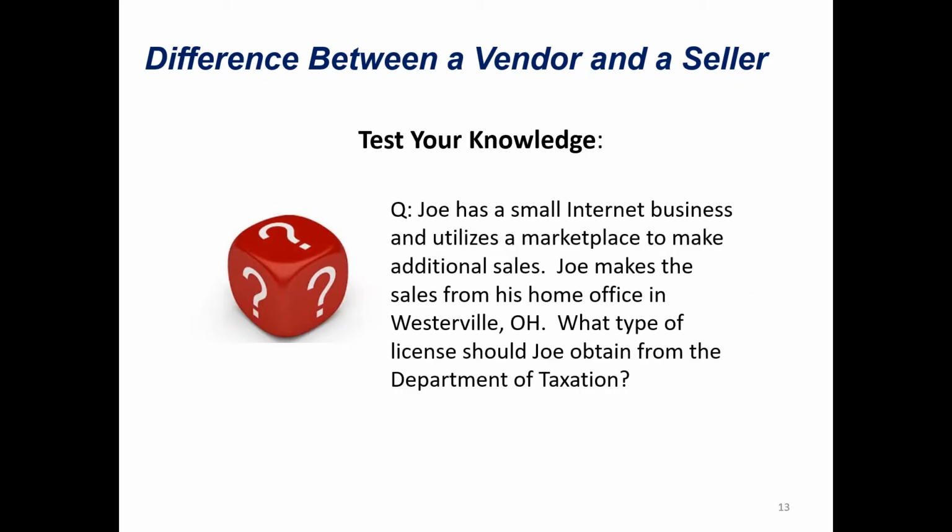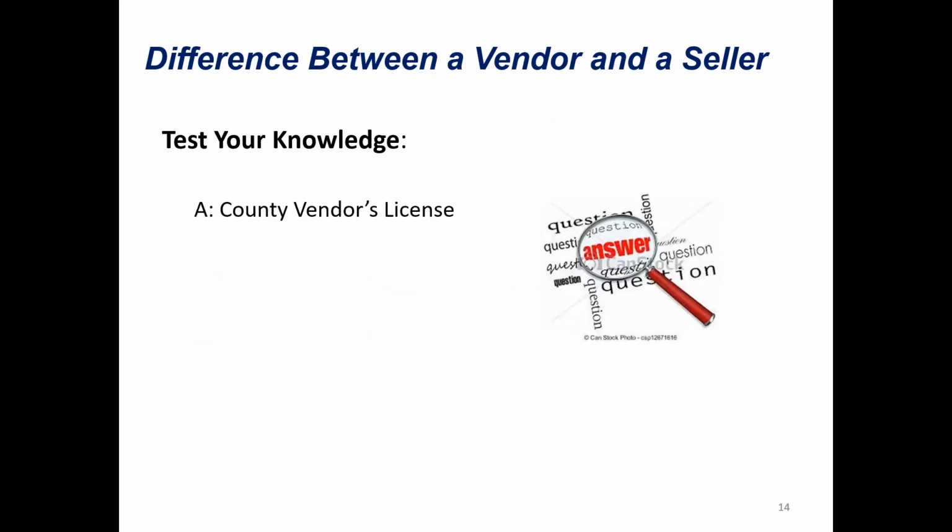Test your knowledge again. Joe has a small internet business and utilizes a marketplace to make additional sales. Joe makes the sales from his home office in Westerville, Ohio. What type of license should Joe obtain from the Department of Taxation? Well, he should get just a regular county vendor's license because he has that fixed location in Ohio.